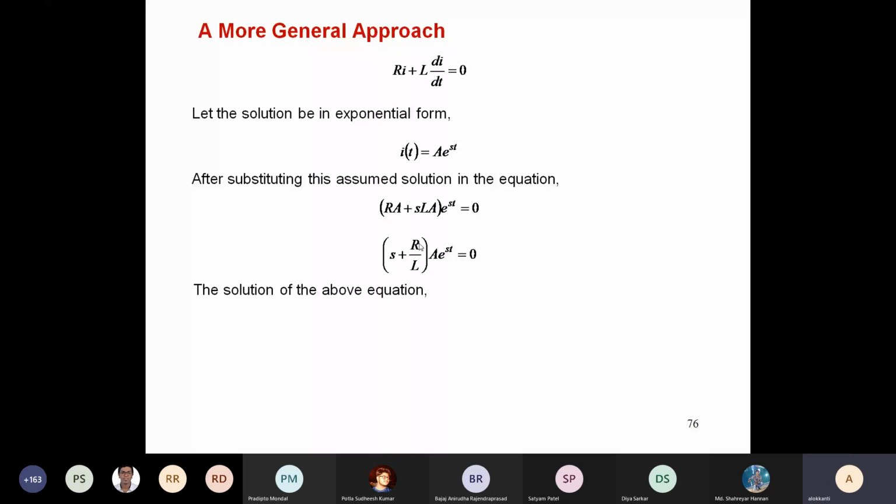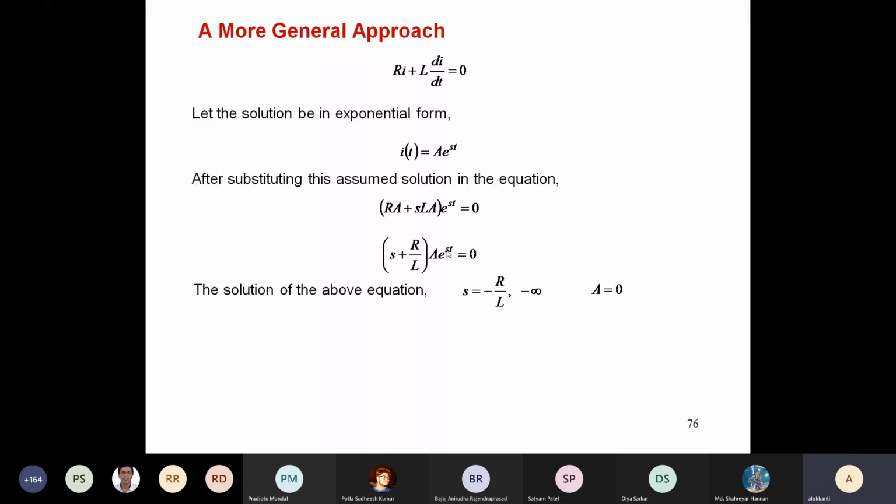Such that it becomes 0. So we saw there are different options. If you put S equal to minus R by L, the left side becomes 0. If you put A equal to 0, the left side becomes 0. And if you put S equal to minus infinity. So these were the possible options that will make this 0.